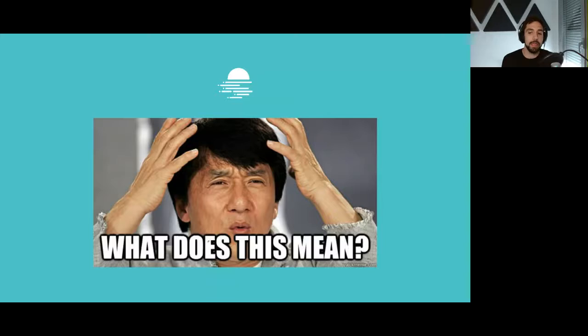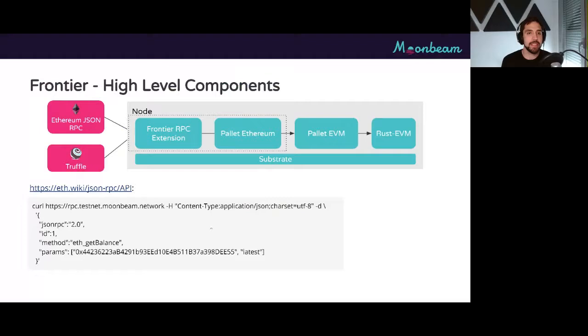So what does this mean, right? This is a lot of jibber jabber. What does this mean in more practical terms? Let's just use an example. If we go through the Ethereum wiki JSON RPC API, this URL that you see right here is our testnet open URL HTTP endpoint, and we're building a JSON RPC blob here where we're using the get balance method, and we're passing an address.